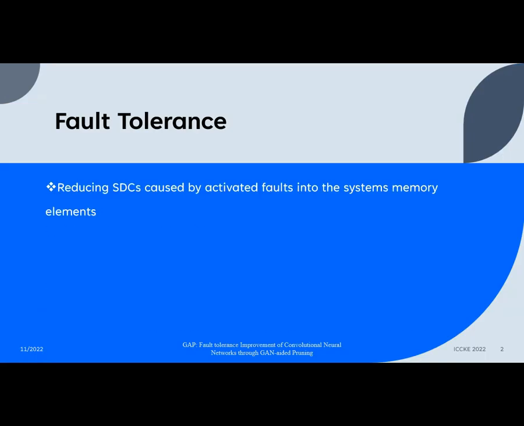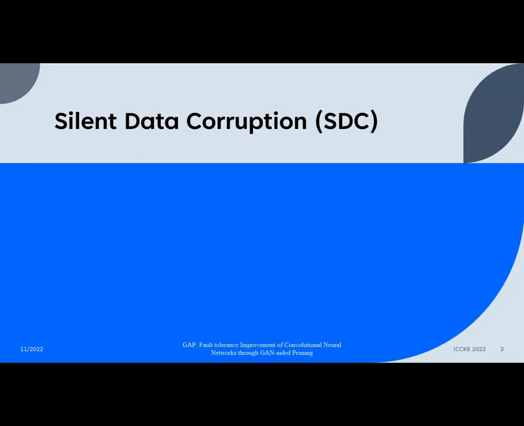In this line of research, we try to cease the transitioning process of faults into system failure, or in other words, reducing the SDCs caused by activated faults in the system's memory elements. The common sources of faults include manufacturing defects, aging, high energy solar particle collision, or even reducing energy consumption by reducing the functioning voltage or refresh rate of DRAM memories.